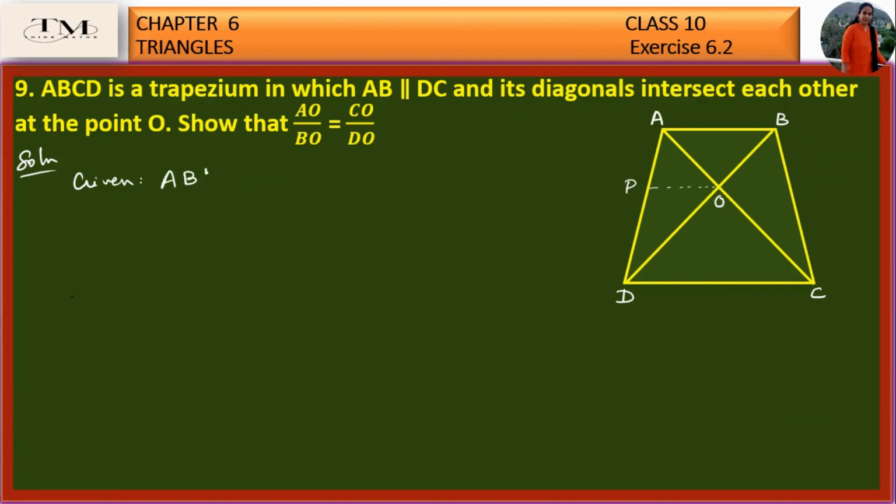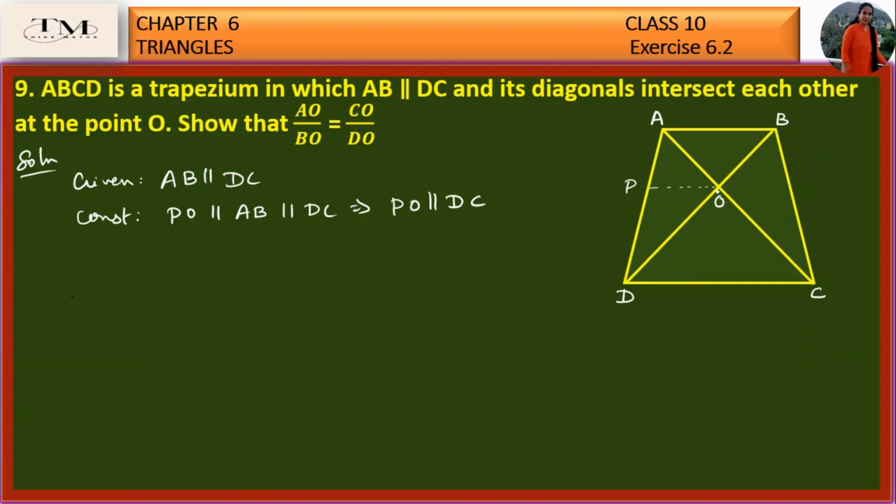AB is parallel to DC. So we have constructed a line PO parallel to AB. So this will be parallel to DC. So this means PO is parallel to DC. Okay. So now we are going to use the basic proportionality theorem.